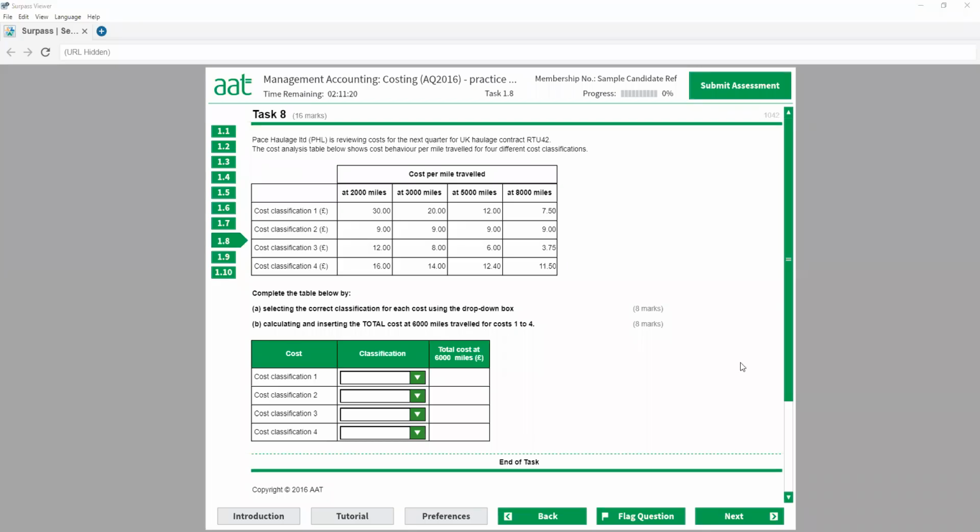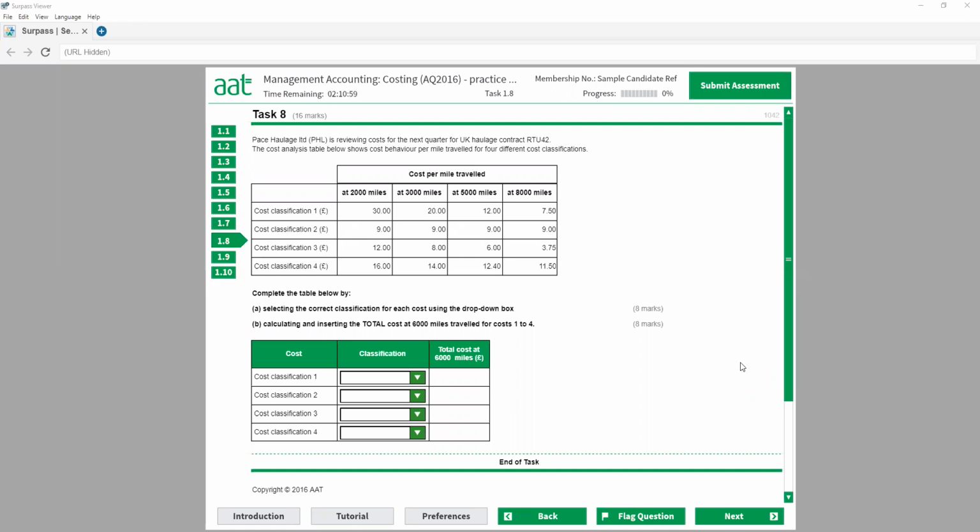Hello, everyone. In this session, you're going to see the third part of the management accounting costing, and we're going to start from question number 8. So let's have a look. This question is very common in the exam to identify the cost structure.